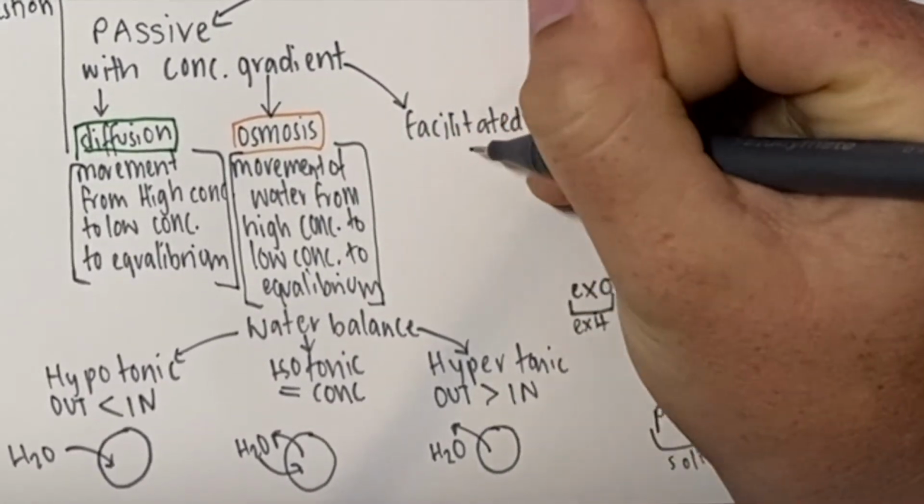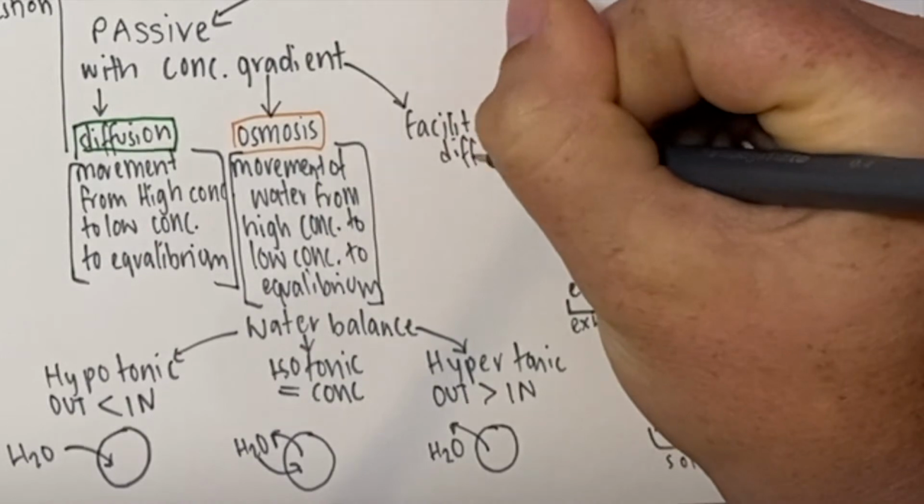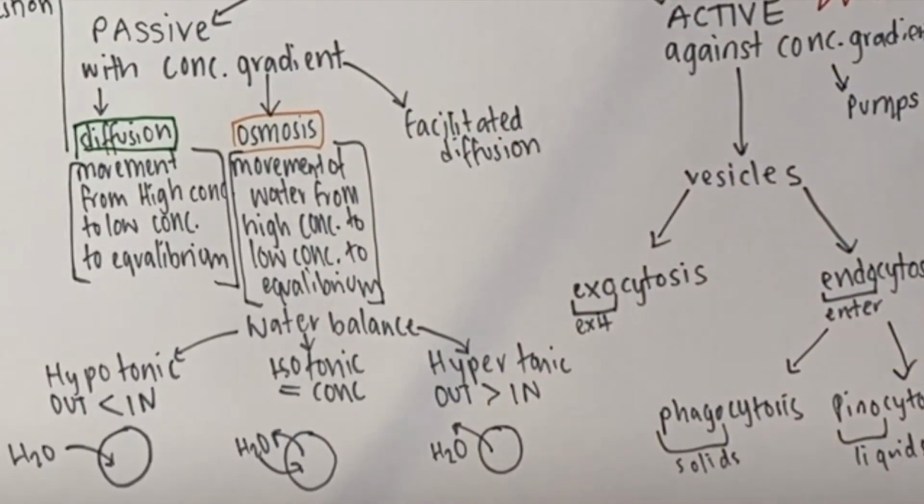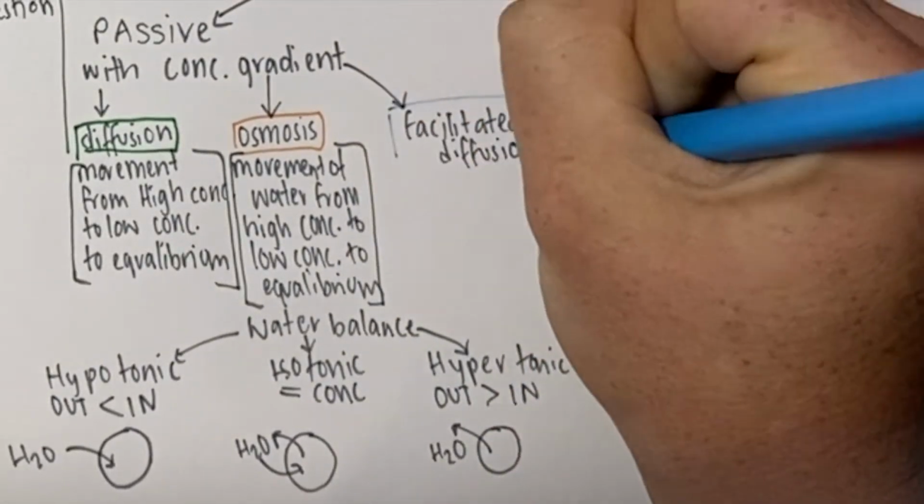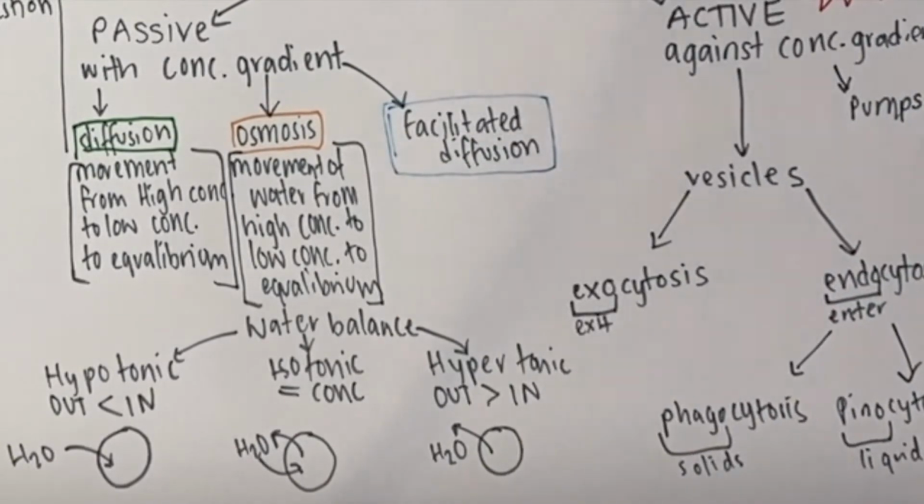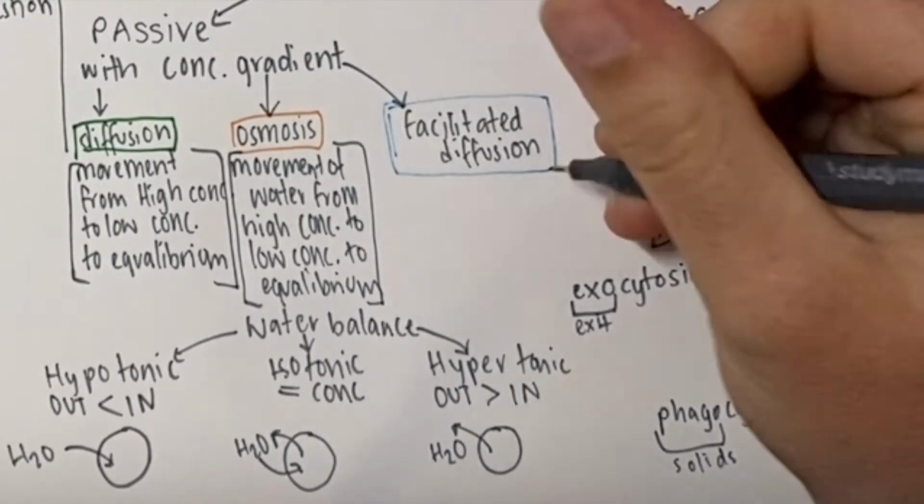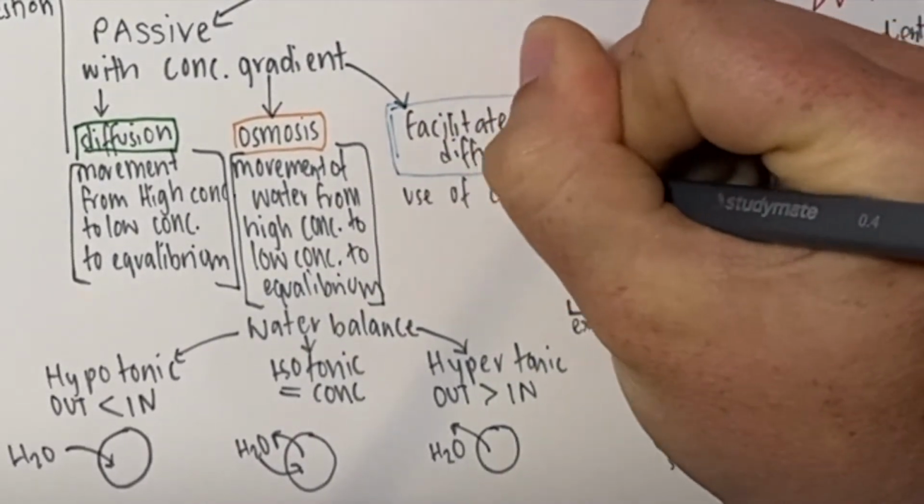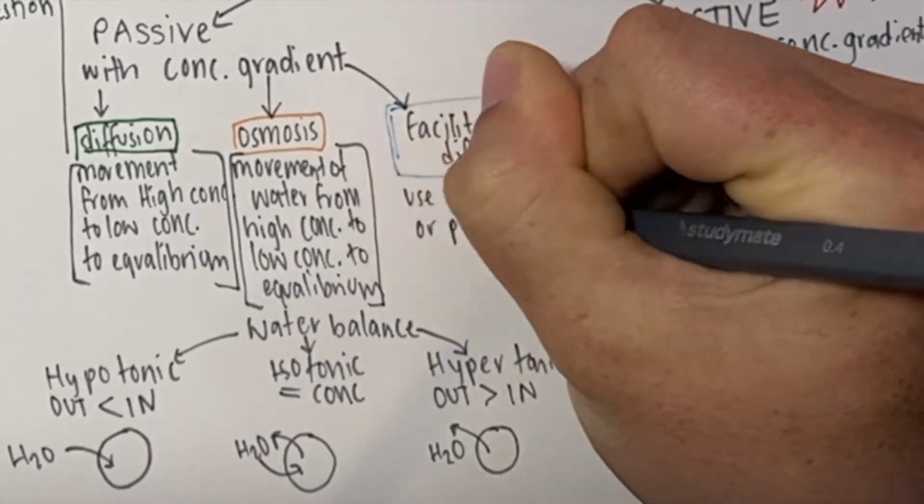The last type of passive transport is facilitated diffusion, and it's the use of a channel or a pump to reach equilibrium of the material on either side of the cell membrane.